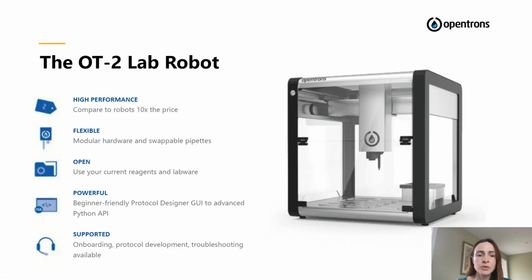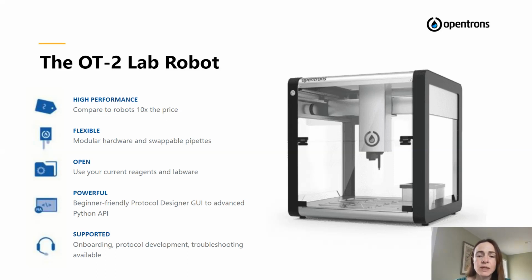So our software is open source, and it's consumable and reagent agnostic. So you can use any reagents and any labware on there. It's also powerful. So Carlos mentioned the protocol designer, which I'll show you in a second, but we also have a Python API. So for complete control, you can really script the robot to do anything you want. So you can either use the protocol designer, which is a GUI, or there is advanced scripting capabilities.